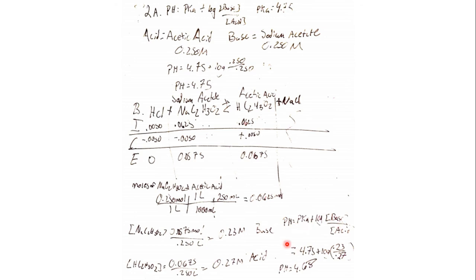So Henderson-Hasselbalch, pH equals pKa, 4.75, plus log of base divided by acid. Sodium acetate is the base, acetic acid is the acid. Your pH is 4.68. All right, and that's the last problem set for test 3.